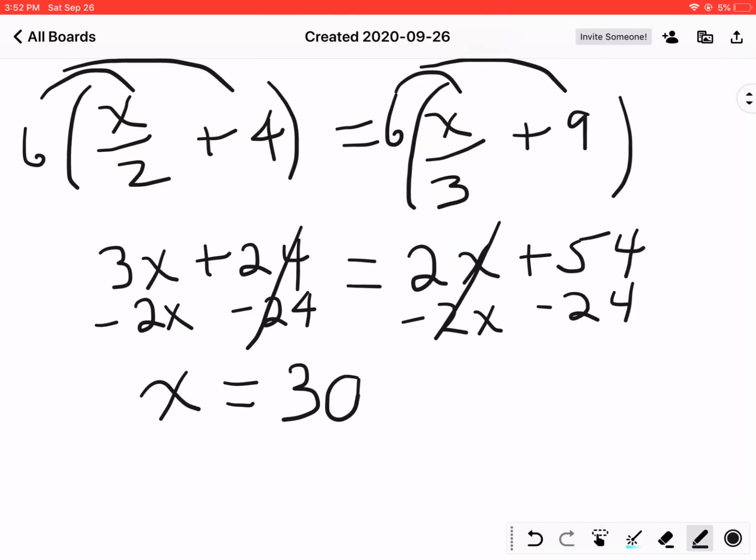Now, please note that if I were to take the 30 and substitute it in here and in there, on the left-hand side, I would get 30 over 2, which is 15, plus 4 is 19. On the right-hand side, I would get x over 3, which is 30 over 3, which is 10, plus 9, which is also 19. So 19 on both sides, so we did it right.